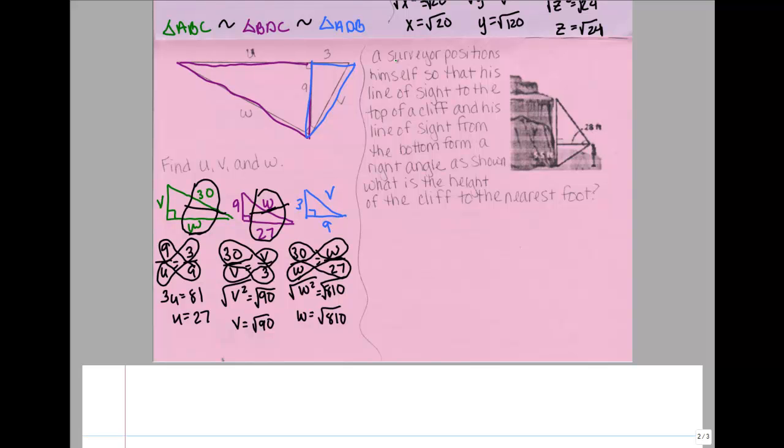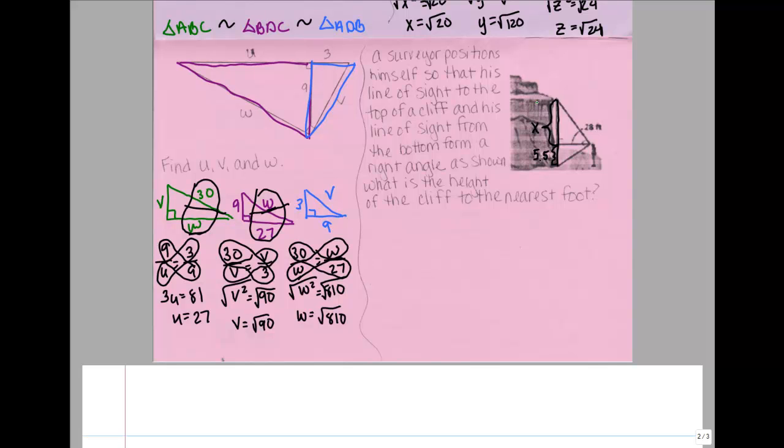In this one it says, a surveyor positions himself so that his line of sight to the top of the cliff and his line of sight from the bottom form a right angle, as shown. What is the height of the cliff to the nearest foot? So it wants to know how high this cliff is, this entire length right here. And right now it just tells us that this bottom half is 5.5. That's only what this is. So in order to figure out the total, we're going to call this part that we're missing x.